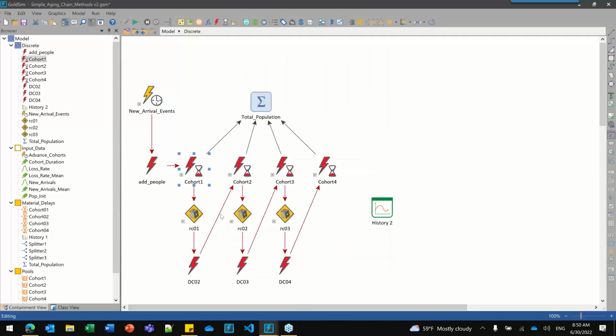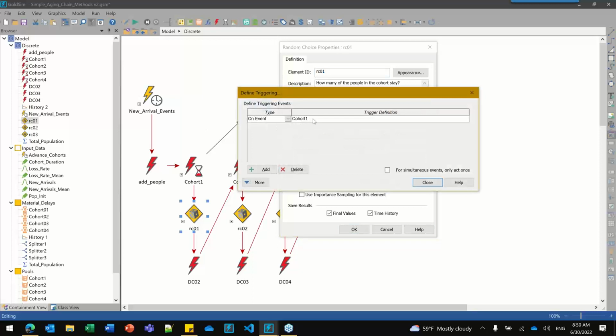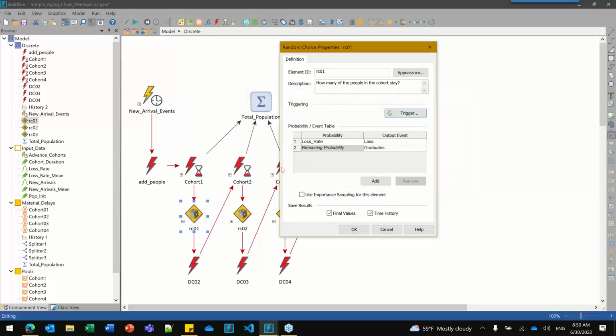And then we use another element that might be somewhat new to you, also in the events category. It's the random choice event. I'll go to random choice. It's the element with a little dice symbol. Again, use the trigger coming off the cohort 1, and that's just on event cohort 1. So again, we're just modeling the events that are occurring, assuming that each event represents a person. Now we come in here and we say, okay, there's a probability that this person that just came into the first cohort, there's a probability that they leave and not go to the next cohort.